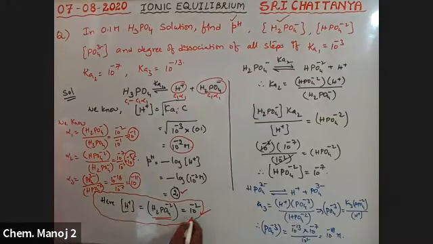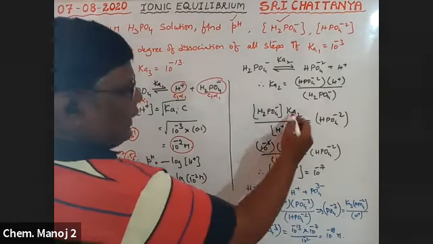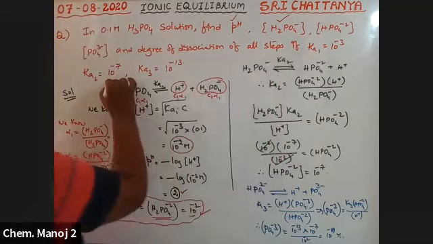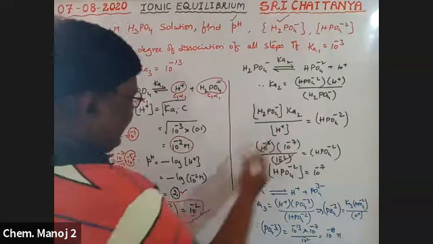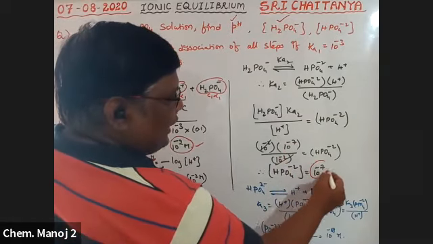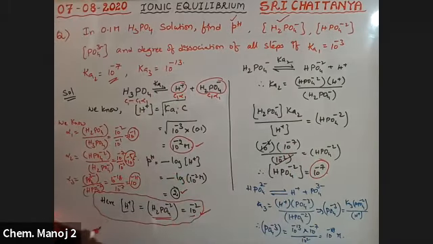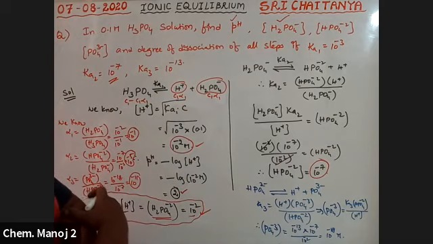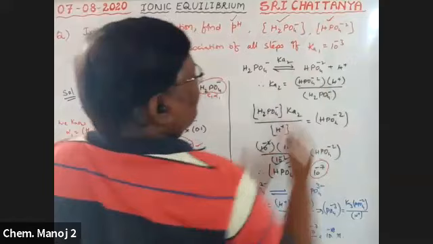H2PO4⁻ concentration is 10 power minus 2. Ka2 is the value here, that is 10 power minus 7, divided by H⁺ concentration, this much, that is 10 power minus 2. Therefore, altogether the calculation, the final value of HPO4²⁻ is equal to 10 power minus 7. Next, so that is also calculated.